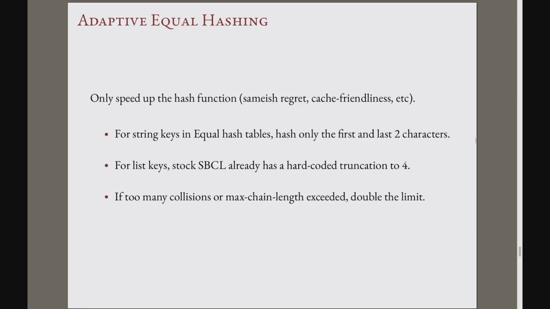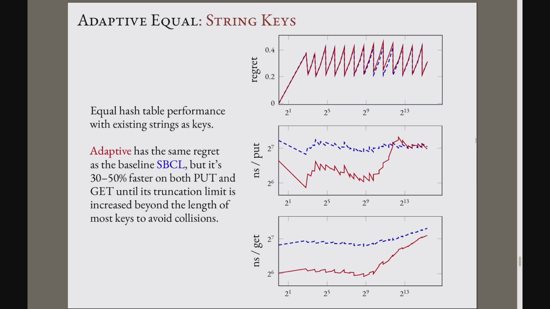We can pull something like this off for equal hashing, but here we only speed up the hash function itself. We don't care about regret or cache friendliness because that's hard. So what we do is we hash only the first two and the last two characters. It's quite aggressive. And if collisions pile up, we double the limit. Regret stays pretty much the same. And we get up to 50% improvement up to a certain size for both insertion and lookup. So this is a pretty huge difference there.